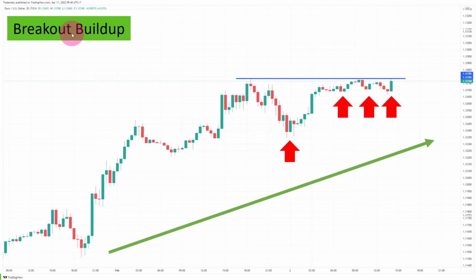Second, I love the breakout buildup. I talked about this a few times in the past. I think it's a very great pattern. It's also a component that you can use for any other pattern, so it can be considered an add-on.